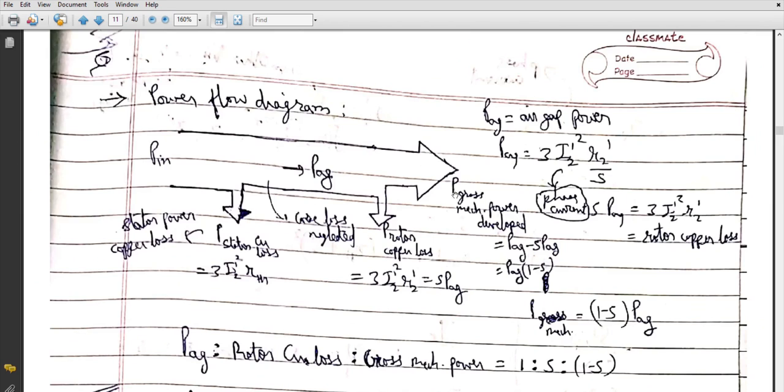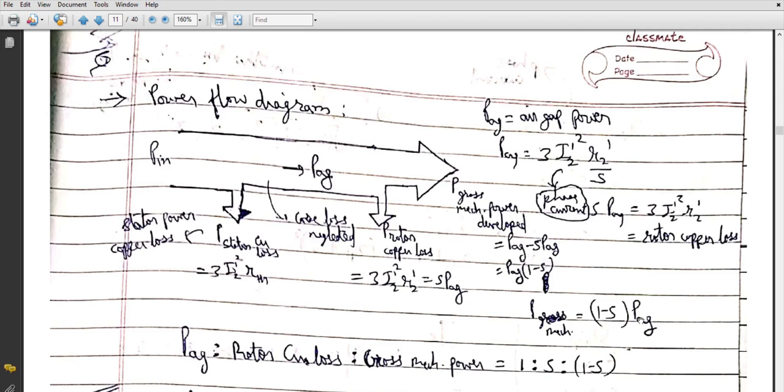Now what is the gross power developed in terms of slip? It is PAG minus rotor copper loss. Now what is rotor copper loss? Rotor copper loss is 3 times I2 dash whole square into R2 dash, which is also equal to S times PAG. So if we subtract this S times PAG from PAG, we get the gross mechanical power output. So this is equal to PAG minus S times PAG, which we can also write as PAG into 1 minus S. So gross mechanical power is equal to 1 minus S times PAG.